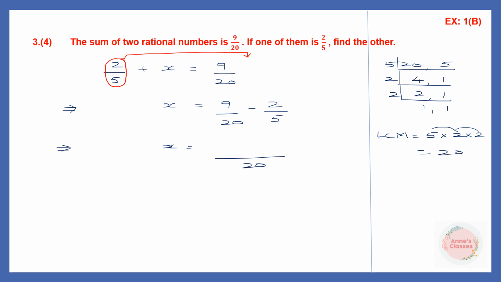Now look at the first rational number. Denominator is 20. So we can write 9 as it is. Minus, let's take the second rational number 2 by 5 and multiply it with the LCM, which is 20. Cancel, 5 4s are 20. Multiply, 2 4s are 8 and write that 8 here. 9 minus 8. Now to find the value of x, 9 minus 8 is 1, so 1 by 20. So we have found the other number. The other number is x and that is 1 by 20.